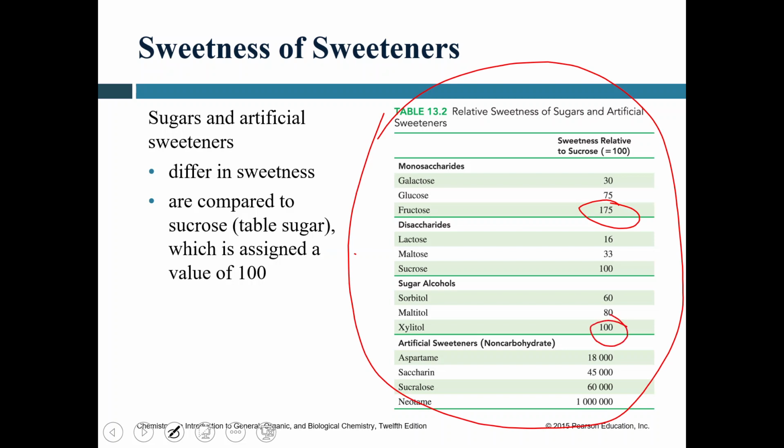Xylitol, which is often used in chewing gum, is as sweet as sucrose. But artificial sweeteners that are not carbohydrates can be hundreds and even thousands of times sweeter than sucrose.